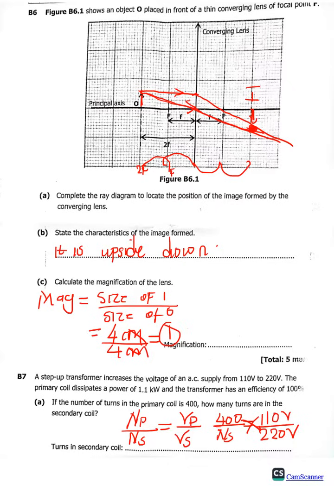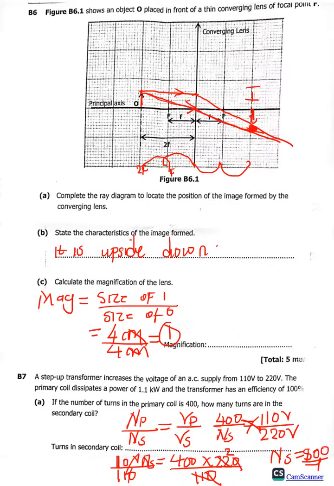So 110 V times NS, the number of turns on the secondary coil, equals 400 times 220. So I can divide by 110 on both sides. Number of turns on the secondary is equal to, I can cancel this 0 and this 0, then 11 into 11 is 1, 11 into 22 is 2, and 2 times 400 is 800.